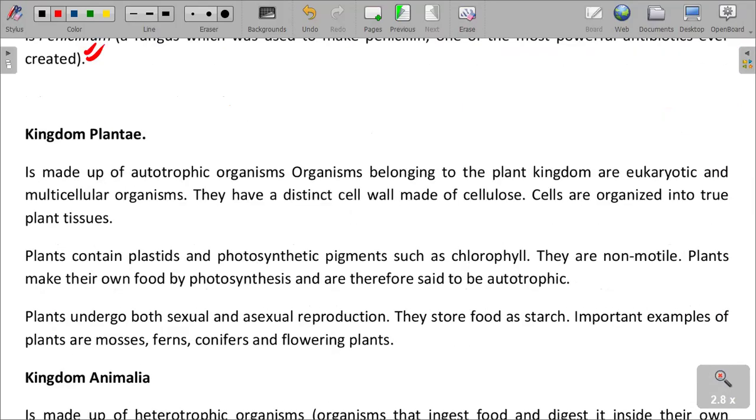And then the kingdom Plantae, which is kingdom number 4. The kingdom Plantae is made of autotrophic organisms. Organisms belonging to the plant kingdom are eukaryotic and multicellular. They have distinct cells, and distinct cell walls made of cellulose, made of fiber.